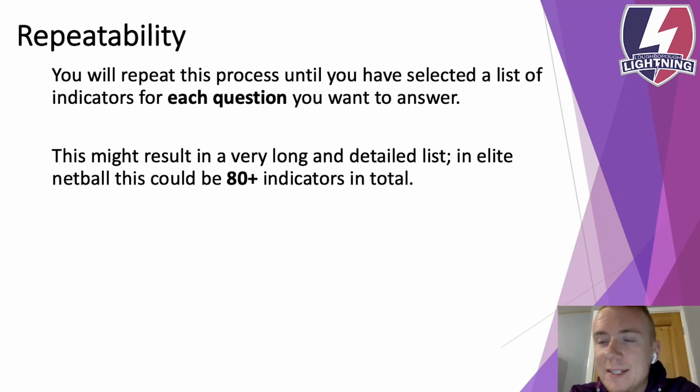And to give you an idea, give or take, in elite netball we could be looking at 80 or more indicators in total. So an awful lot of information, an awful lot of notational analysis data that we're going to be collecting. Obviously, if you have fewer questions that you want answers to, the number of indicators will come down accordingly. It just depends what you're trying to answer and how detailed you want to go with your analysis.